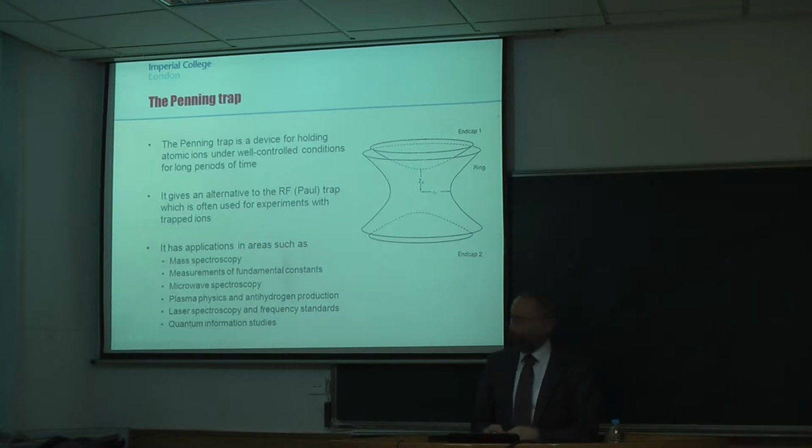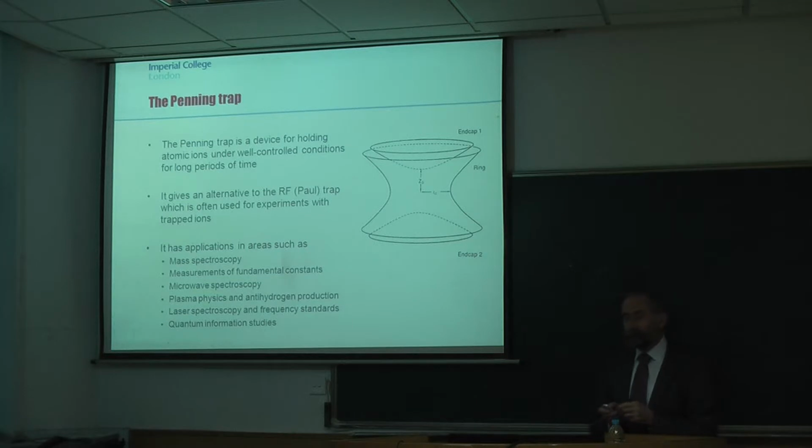So let me talk a little bit about the Penning trap, because that's what we're concentrating on here. But I will go through it quickly because I'm sure it's familiar to you. So we want to use the Penning trap to hold ions for a long period of time under very stable conditions. And for many experiments like that, people use RF traps, but the Penning trap has some advantages compared to the RF trap. And it has a whole bunch of applications here in these different sorts of areas.